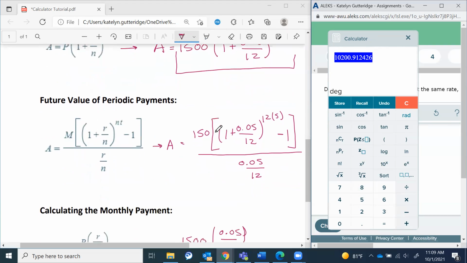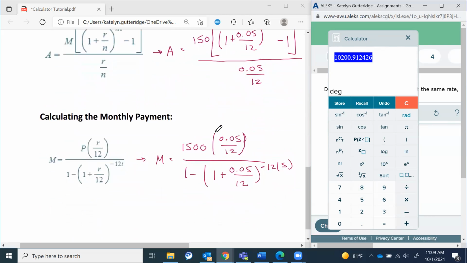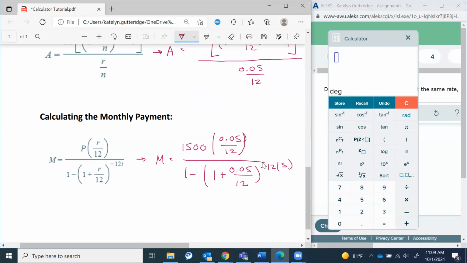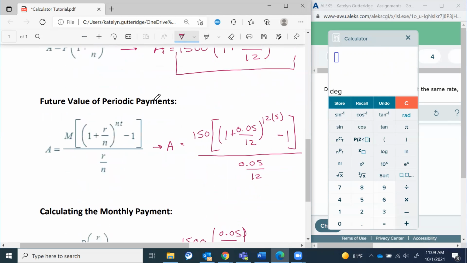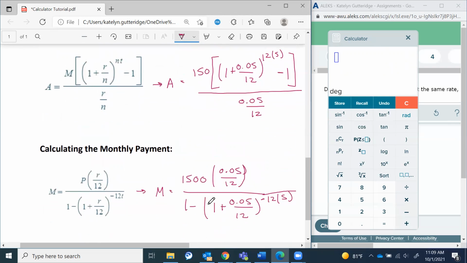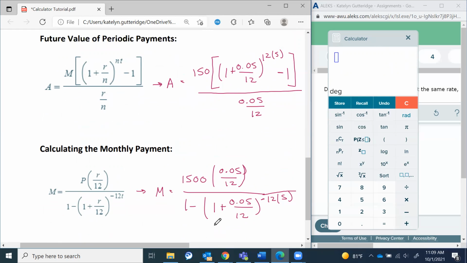All right, let's try one more. All right, let's do the monthly payment one. So again, I'm going to clear all this out, so I start with a blank calculator. All right, I look at this one. Let me extend my fraction by here to make it a little bit clearer for us. All right, so this one is similar to the future value periodic payments where we have one giant fraction dividing our equation into two pieces.